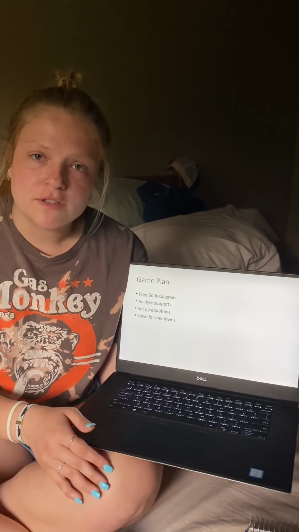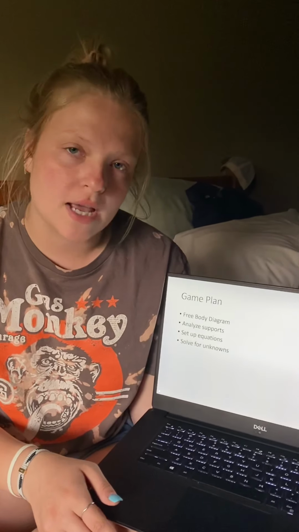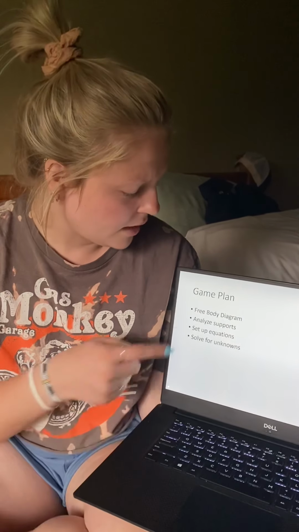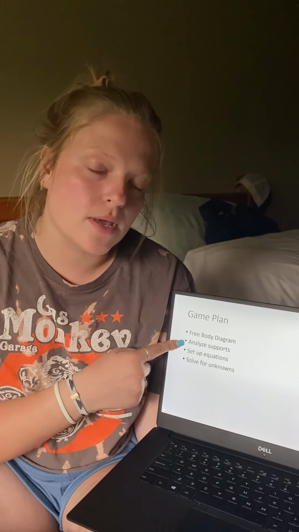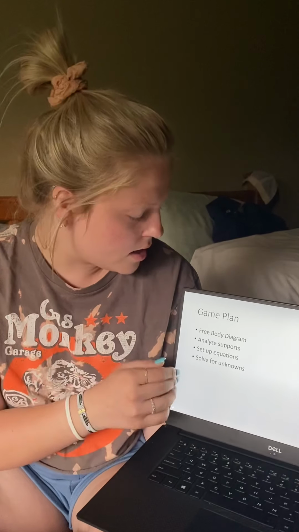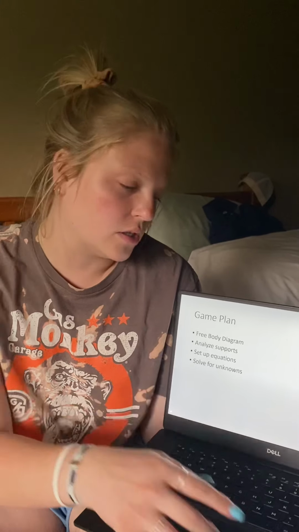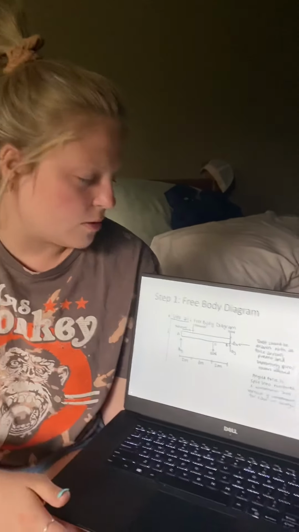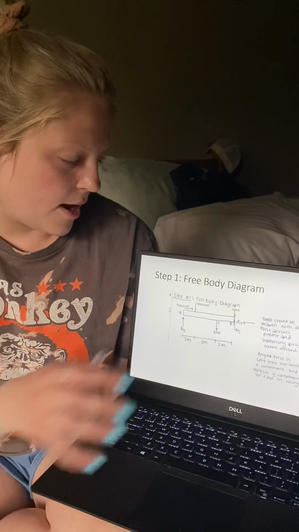So my game plan for teaching you how to solve this statics problem is to begin by drawing my free body diagram, and then we're going to analyze each support and determine which type of components we can break those supports into, X and Y, or just X or just Y. And then we're going to set up the equations and then solve for those unknowns in order to solve the problem.